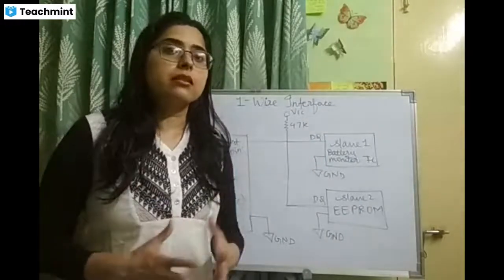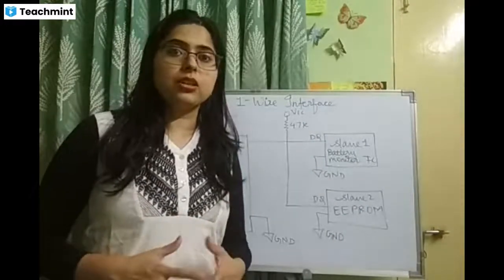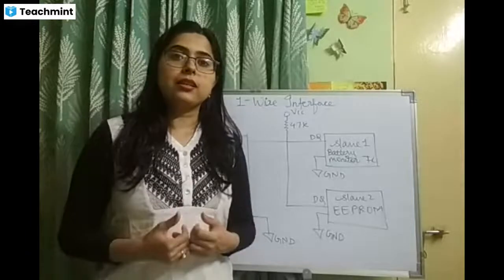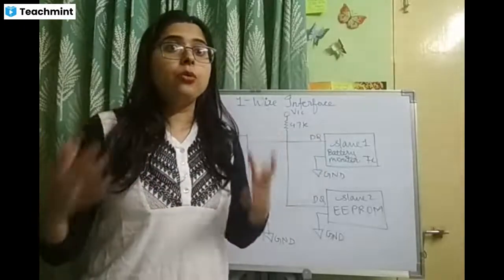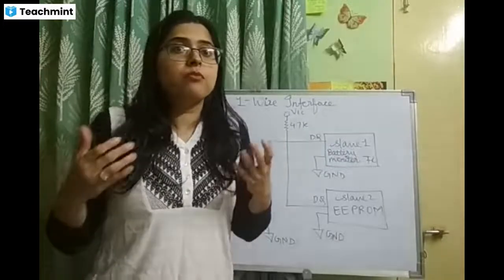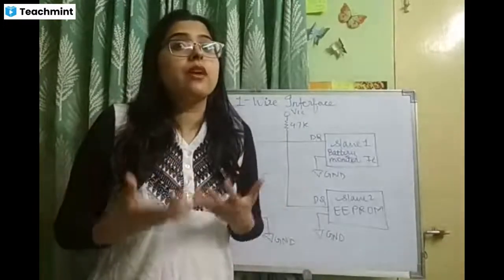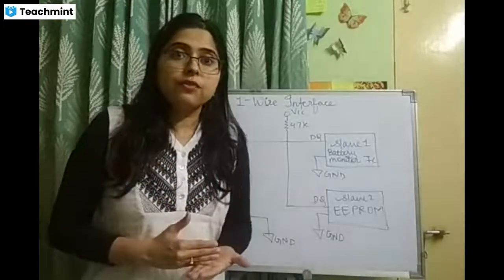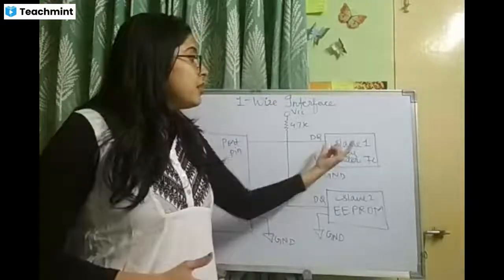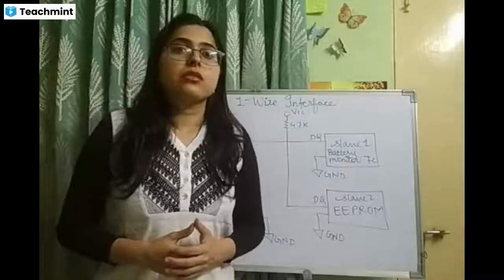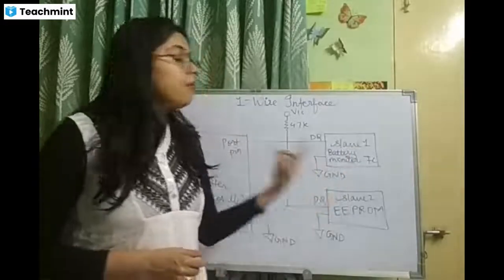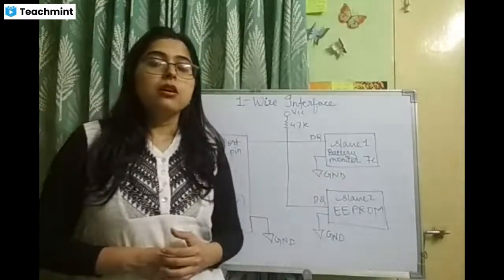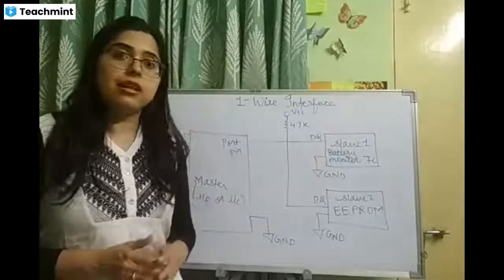Now, next, every slave device has a 64-bit identification number. Okay, now this 64-bit identification number is used to address the slave device. For example, your house. If someone wants to visit you, how will they know where you live? From the address which you have provided. So similarly, every slave device has a 64-bit identification number, and that 64-bit identification number is used to address the slave device.